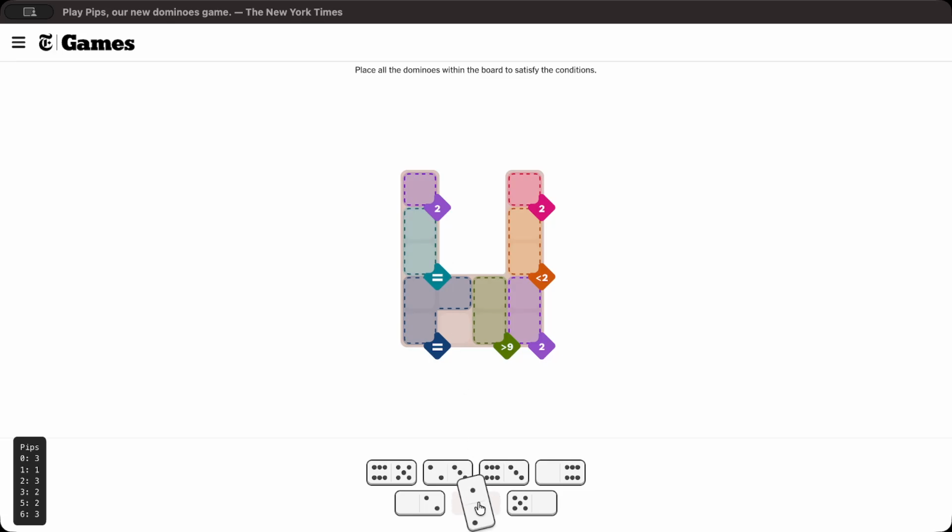So, what do we know? We know that, like, this can't be here because we don't have 2 1s to make this equal. This could be here. This would then have to be a blank.